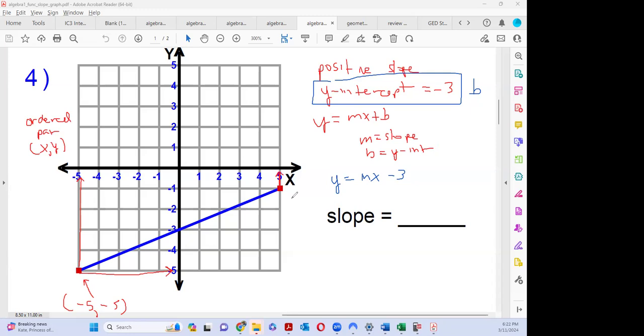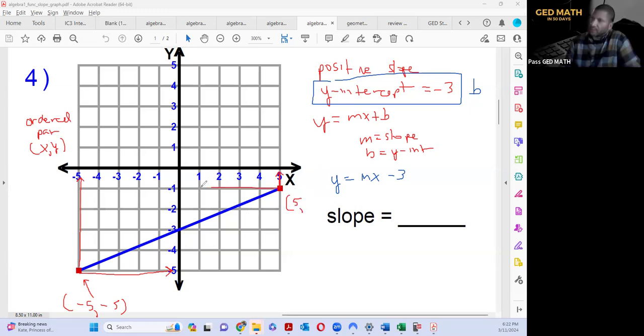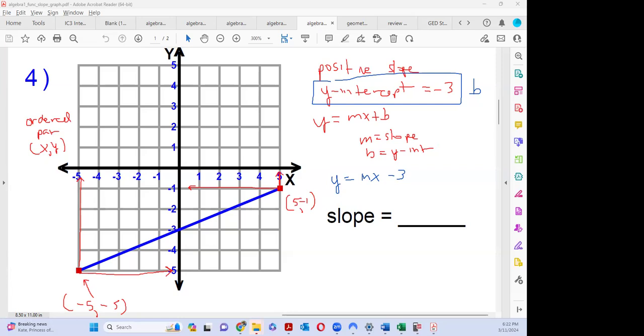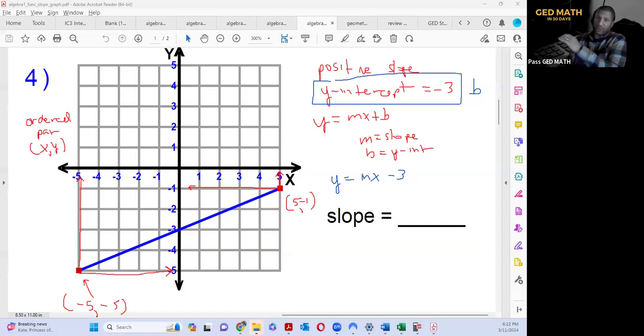Which is a +5? +5. And what's our y? -1? -1. So that right there, being able to identify a point is very important. Okay, so that's what I'm having trouble with, because that's a guaranteed question on your exam. It is a guaranteed question on your exam to identify a point on the coordinate plane.